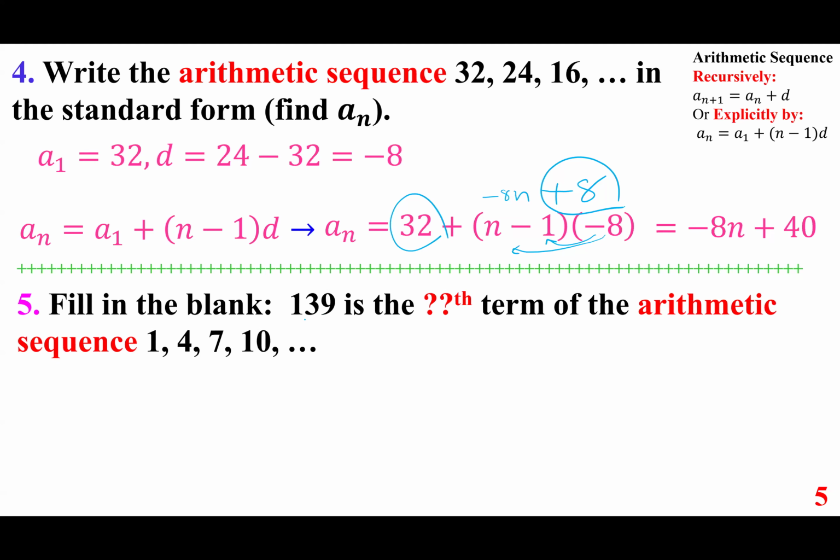Filling in the blank, 139 is which term of the arithmetic sequence 1, 4, 7, 10, etc. Well, we are going to use this and eventually find the n. So the first term is 1, the difference is 3. So the first term is 1, 4 minus 1, 7 minus 4, 10 minus 7 is 3. So we're going to use that.